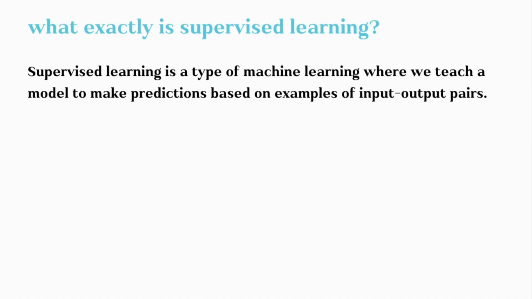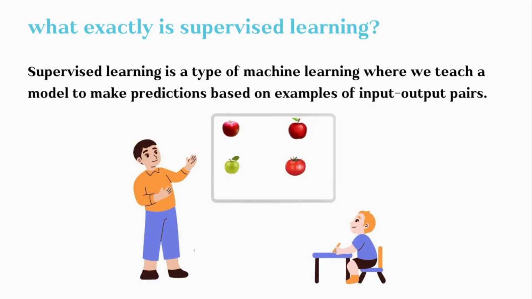Let's break it down. Supervised learning is a type of machine learning where we teach a model to make predictions based on examples of input-output pairs. Think of it like teaching a child to recognize objects. We show them pictures of apples and tell them, this is an apple. Over time, they learn to identify apples on their own. In supervised learning, we do something similar.